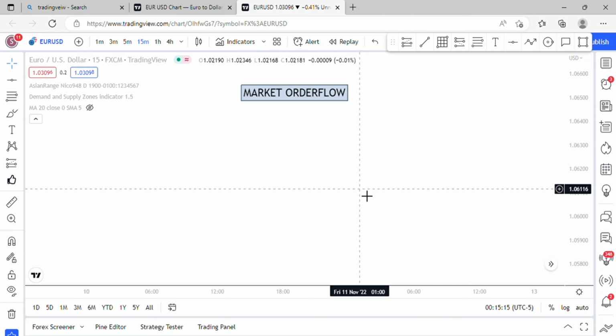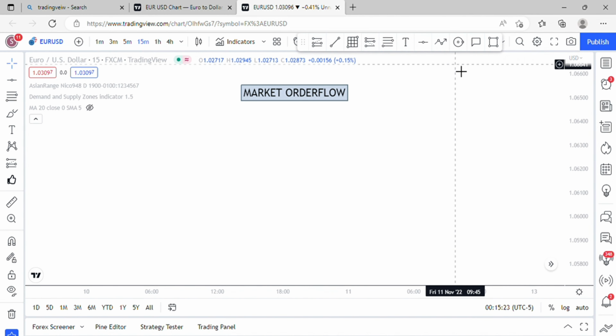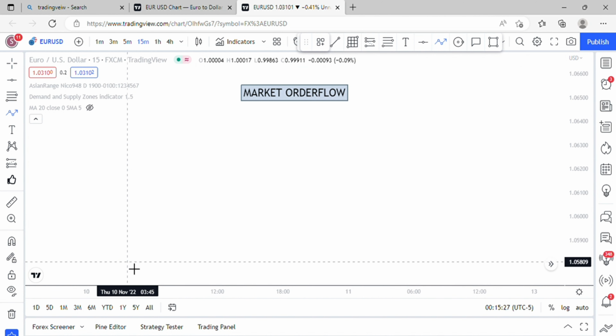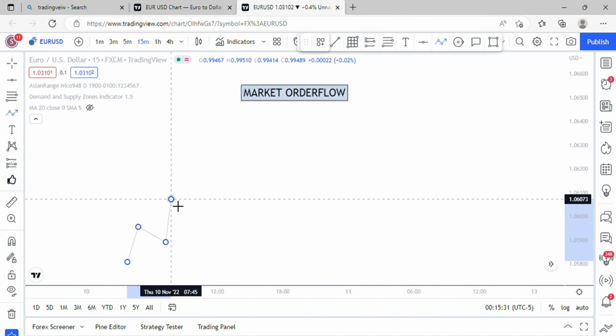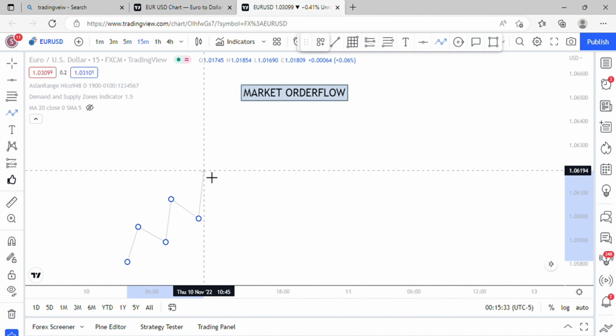Step number one is market order flow. Firstly, we have to look at the market order flow, whether it's trending bullish or trending bearish. Trending bullish means it's continuously making higher highs and breaking structure to the upside.